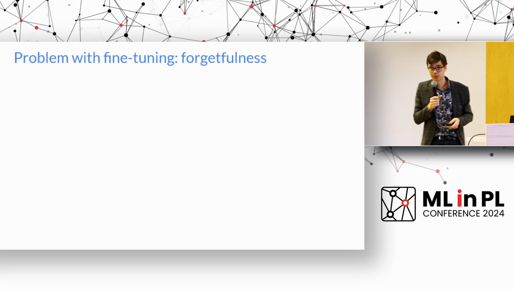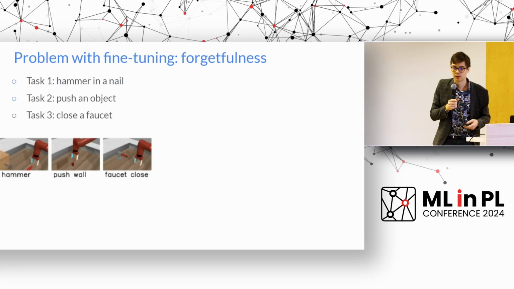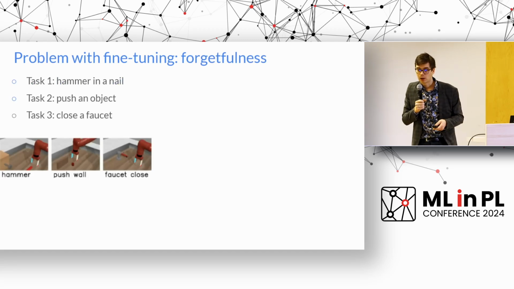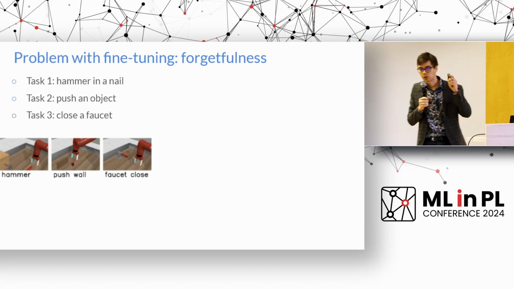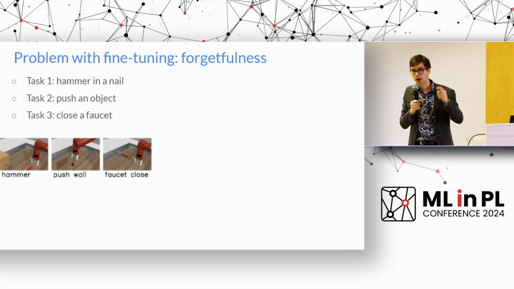Okay. Unfortunately, there are certain problems with fine-tuning. And one of the major problems is forgetting or forgetfulness. So imagine that you have 3 tasks. Let's say they are robotic tasks. In the first task, the robot has to use the hammer to hammer in a nail. In the second, it has to push an object to a certain location. In the third task, it has to close a faucet.